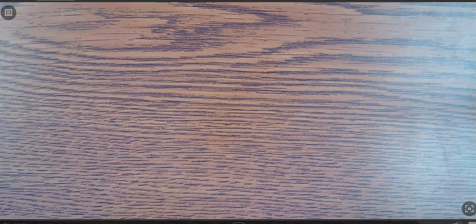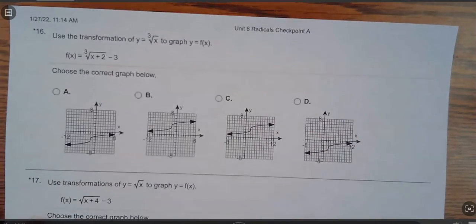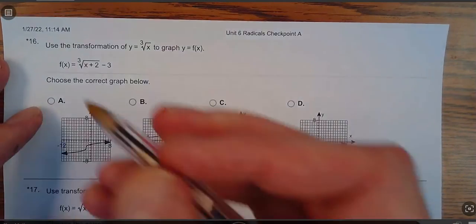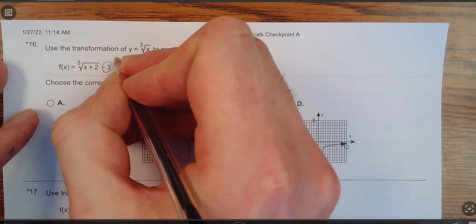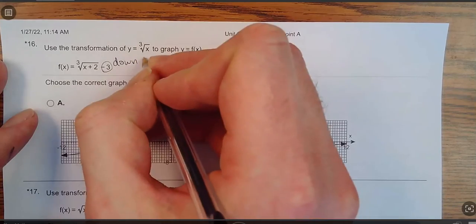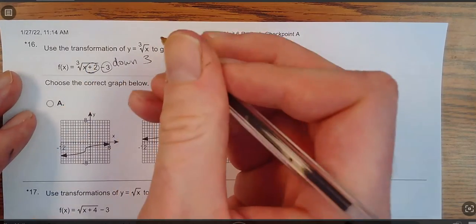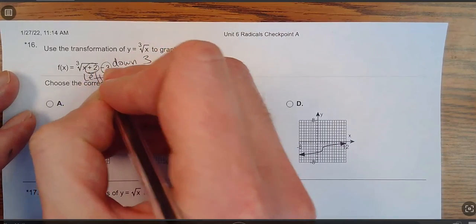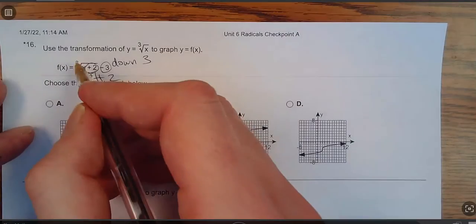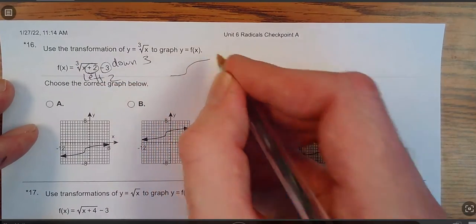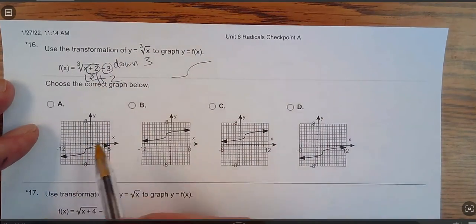Let's see if I get the right numbers now. A couple more. Number 16. Use the transformation. If it's got a minus 3 on the end, that's down 3. A plus 2 means left 2. Since it's a cube root, it's going to be that S shape, but it's going to go left 2, down 3.